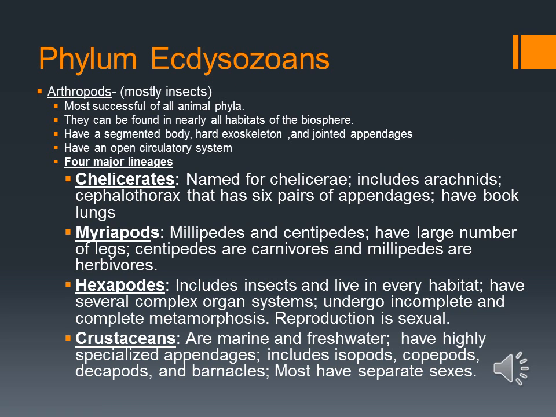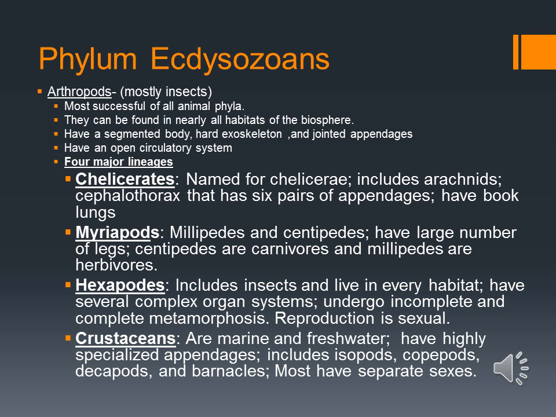Arthropoda is also included in the phylum Ecdysozoa. They are the most successful of all animal phyla. They can be found in nearly all habitats of the biosphere. They have a segmented body, a hard exoskeleton, and jointed appendages. Their appendages have been modified for walking, feeding, sensory reception, reproduction, and defense. They also have an open circulatory system.